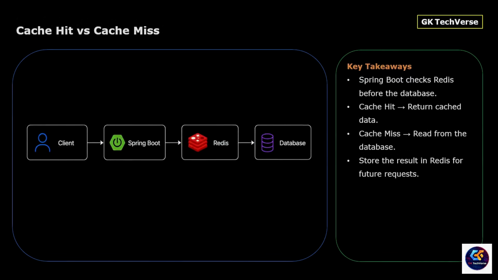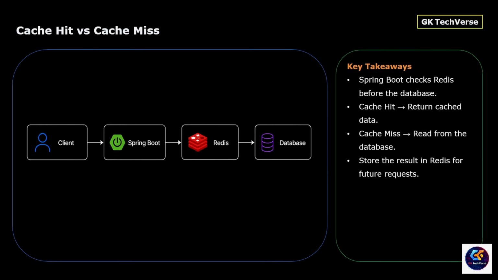Now that we understand how Redis stores data and how it performs lightning fast lookups, let's see what actually happens when a request reaches your application. Imagine a client sends a request to fetch all electronic products. The request first reaches your Spring Boot application. Instead of immediately querying the database, Spring Boot first checks Redis. It generates a cache key and asks Redis, do you already have this data?